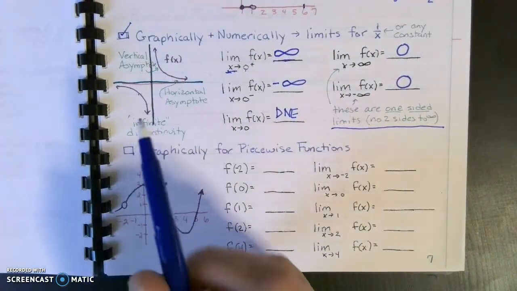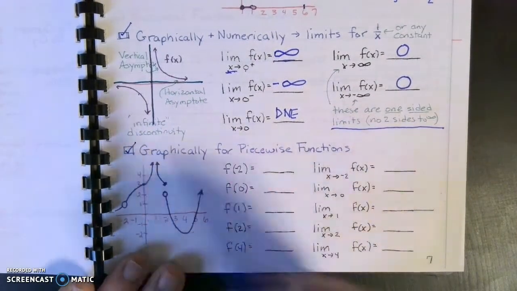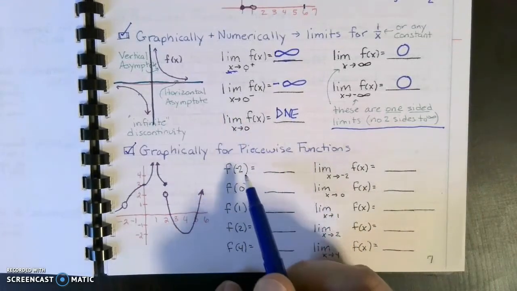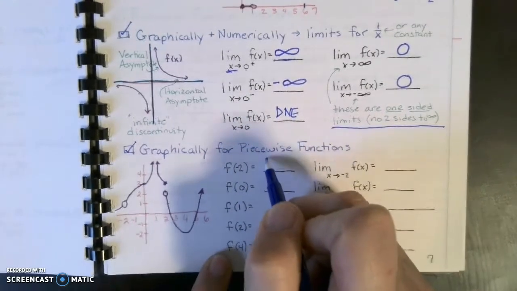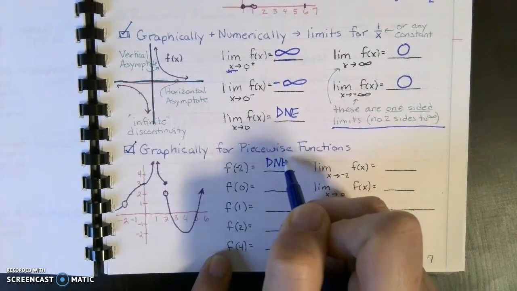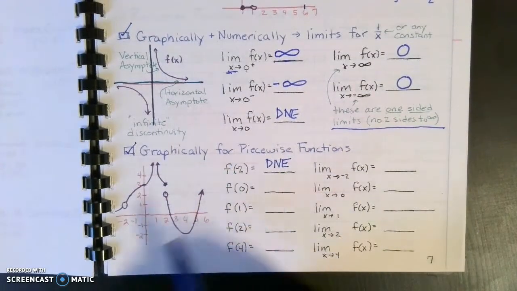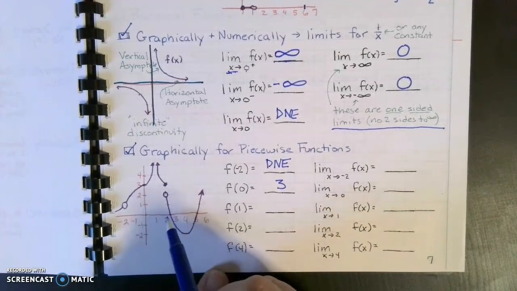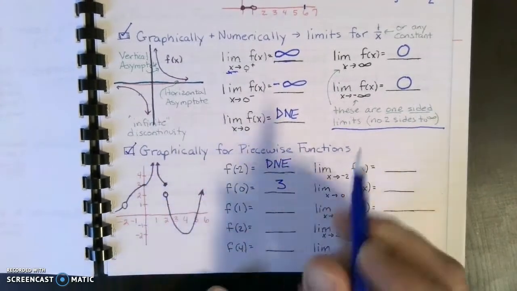Okay, now let's take a look at some piecewise functions, which are made up of different parts. This first column is asking me for values, f of whatever. So let's see if I can find those. F of negative 2 does not exist. There is no value there. There's a hole, but there's no value. F of 0 is going to be 3. F of 2 is going to be where the filled in dot is, also 3.